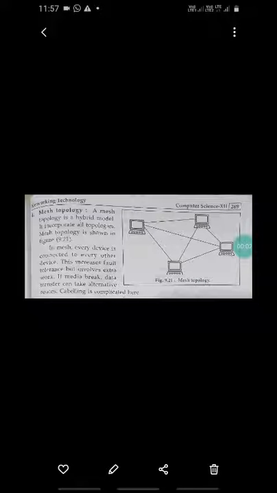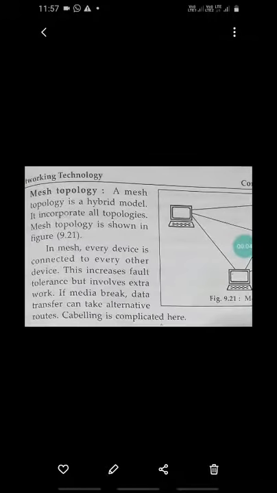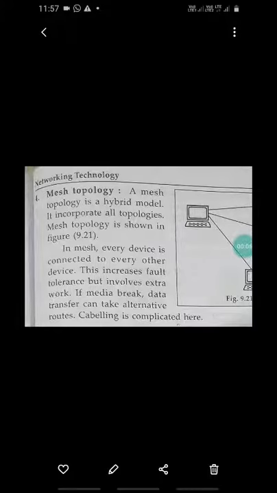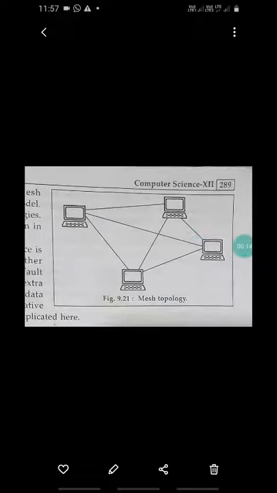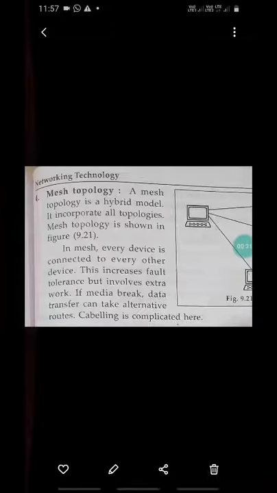Students, please refer to the textbook. The next topic is the mesh topology. A mesh topology is a hybrid model that incorporates all topologies. Mesh topology is shown in figure 9.21. This is the mesh topology, which is the hybrid of all topologies, that is bus, ring, and star.